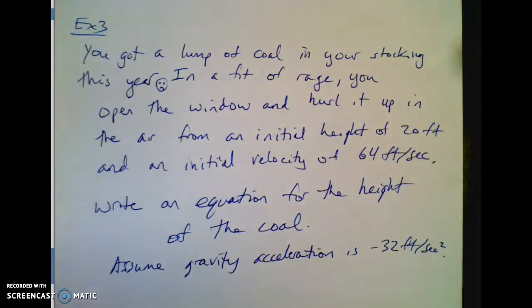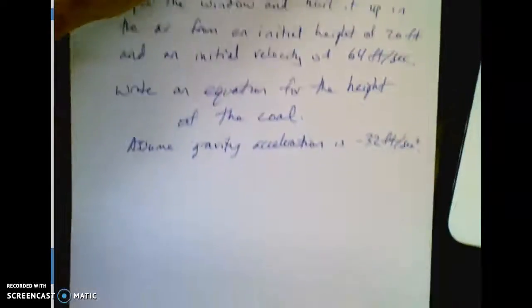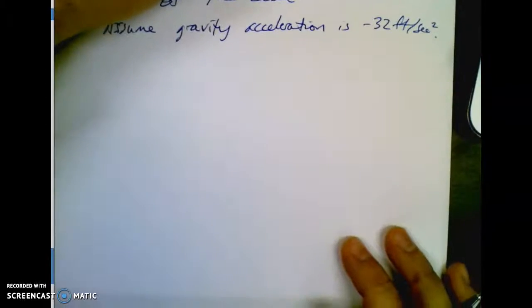You launch the lump of coal upward at an initial velocity of 64 feet per second. Write an equation for the height of the coal. Assume gravity's acceleration is negative 32 feet per second squared. So basically, if you remember how to set up your equations with the negative 16t squared and all that stuff, then you're cool.